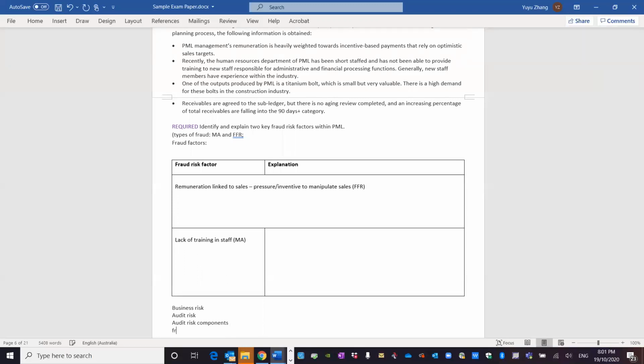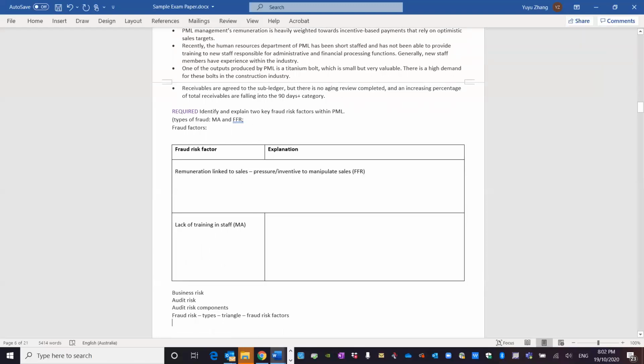What is fraud risk? What are the types? What is the fraud triangle? How would you analyze those fraud risk factors? Also, the other keyword is risk of material misstatement. Is this the same as audit risk or not?